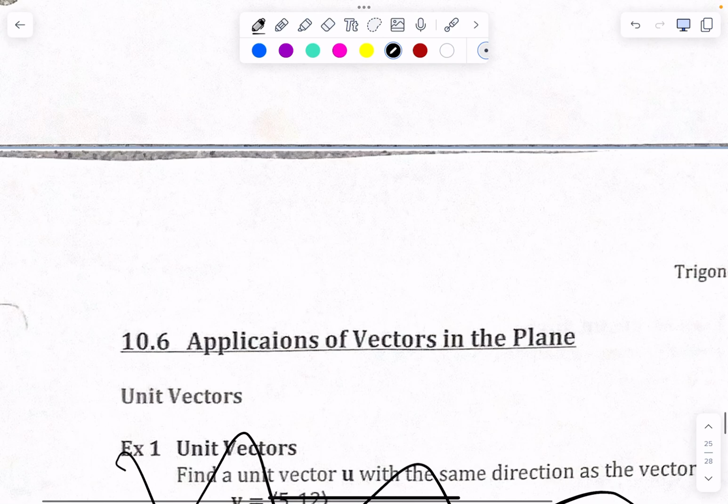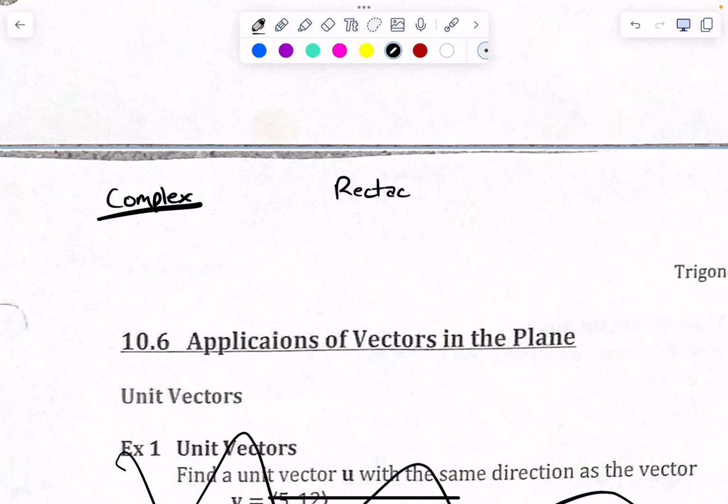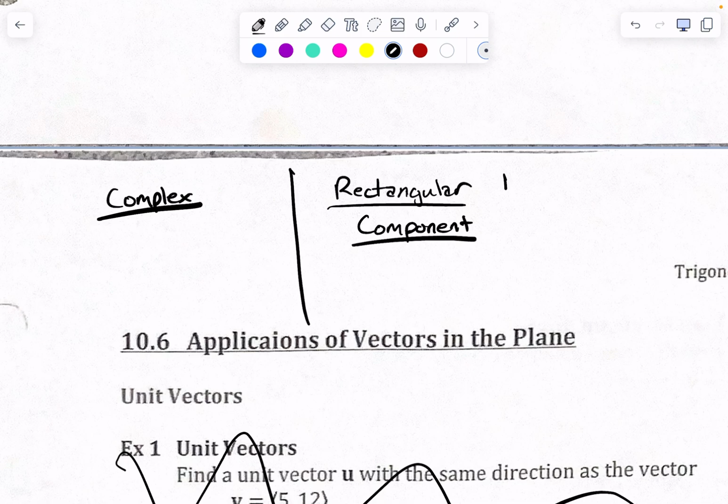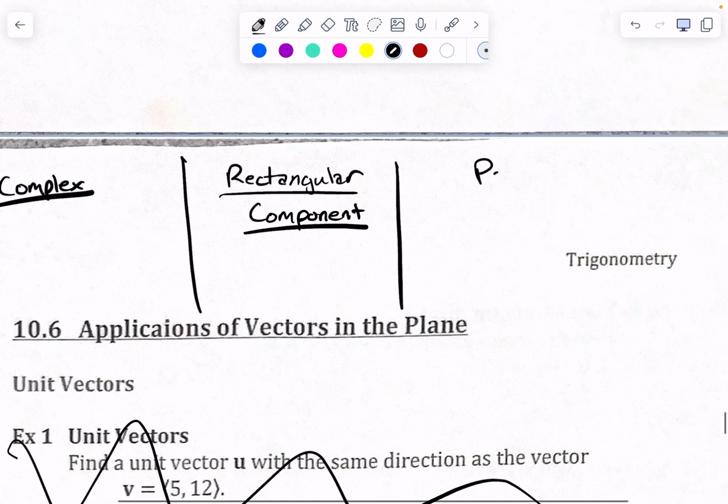Just as a recap, we had complex form. Write this at the top of your paper. We had complex form, we had rectangular form. Do you remember what they call it? They call it component form. Rectangular form or component form, and then we have polar form.